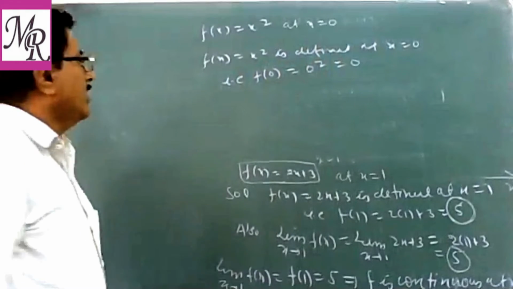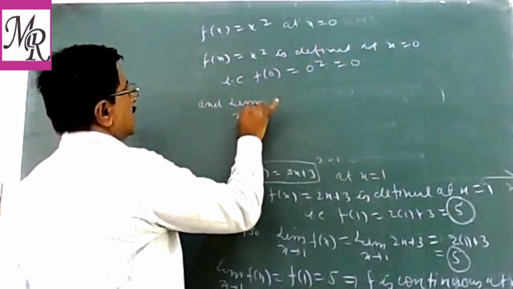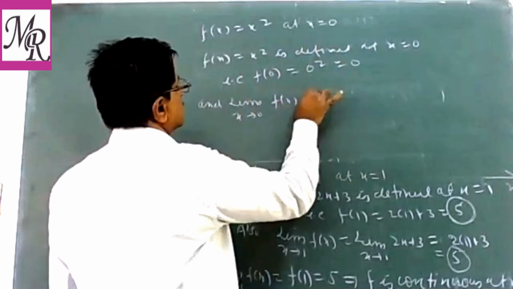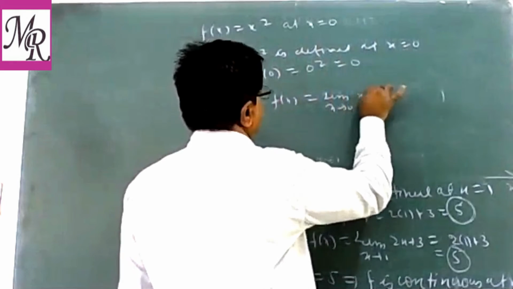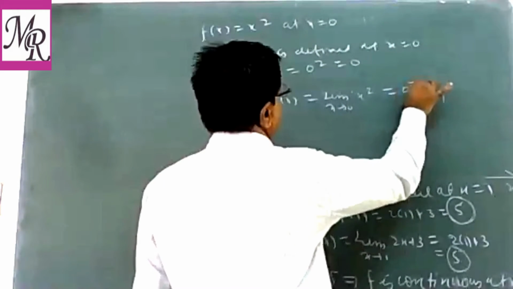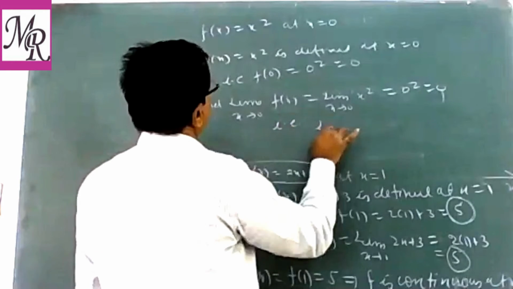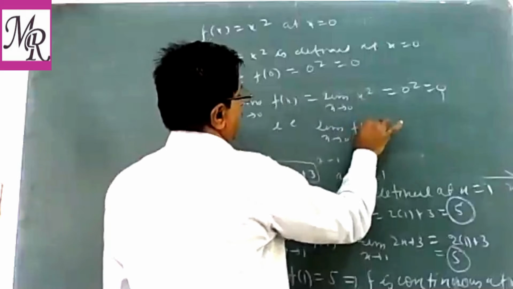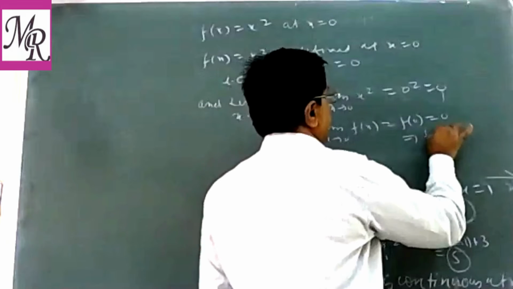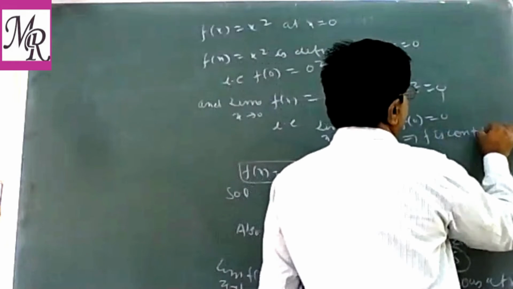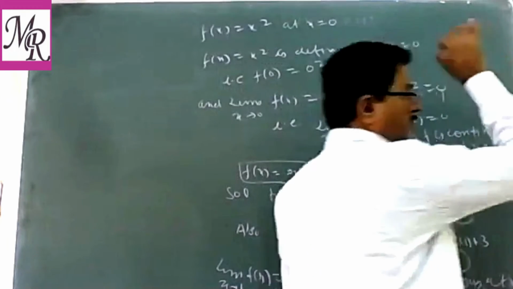Now also we can find the limit. Limit x tends to 0 of f(x), that is limit x tends to 0 of x square. So direct put here 0. So again we get limit x tends to 0 of f(x) equal to value of the function. So we can say f is continuous at x equal to 0.